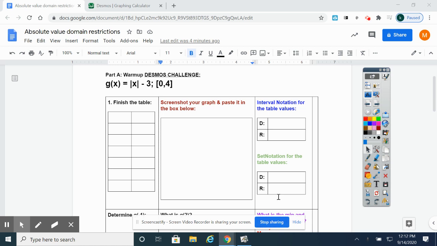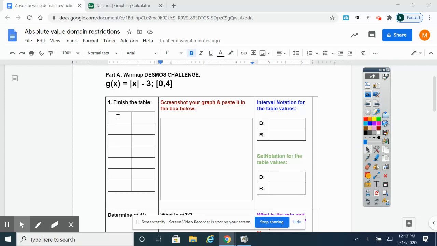All right, we're going to dive a little deeper into absolute value functions and their key attributes. We're going to continue to talk about domain restrictions. For instance, here in part A, we have g of x is equal to the absolute value of x minus 3, and we're restricted from x being equal to 0 all the way up to x being equal to 4. Now, that includes all the values in between.